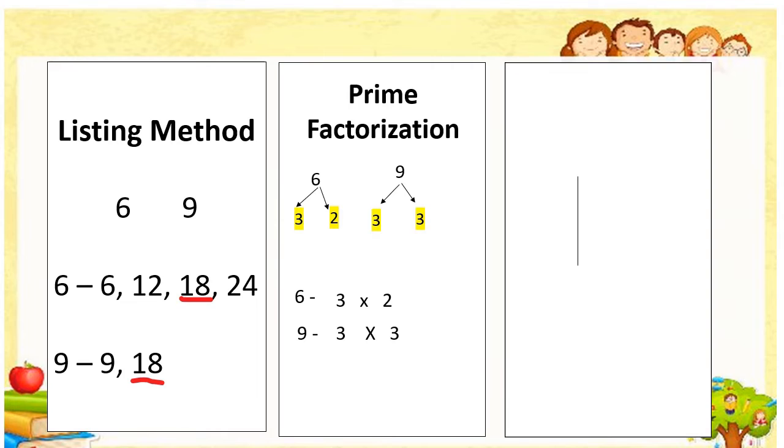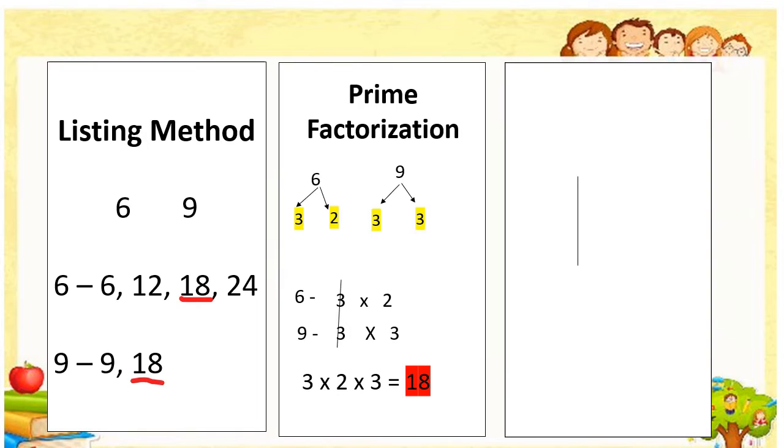And then, slash. Yan. So, ang gawin natin dyan susunod, ililista natin yung magkapareho. Tapos yung mga remaining numbers na walang partner ay kopyahin lang natin. So, 3 times 2 is 6 times 3 is 18. O, diba? Pareho lang din sa listing method.